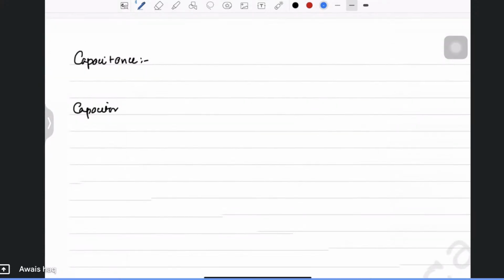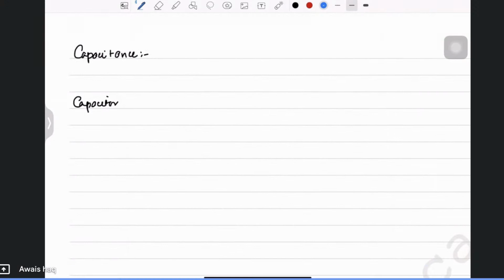Fair enough. Now, about capacitance, let's write. Let's first know what exactly is a capacitor.